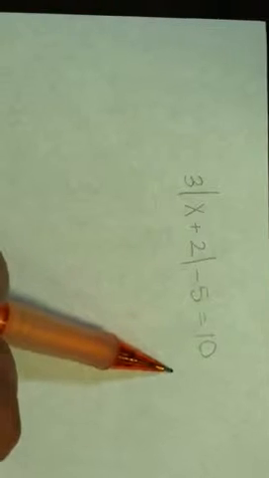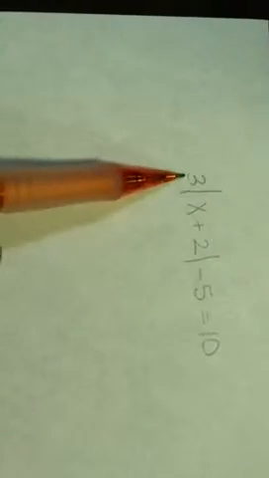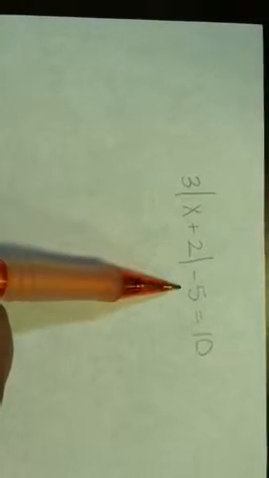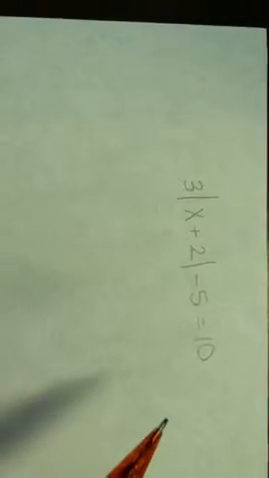Here I've got an equation that is a little more complicated than some of the other equations that you saw, because we're multiplying our absolute value times a value. We're also subtracting on one side. So we're going to have to do a couple manipulations here in order to solve for x.